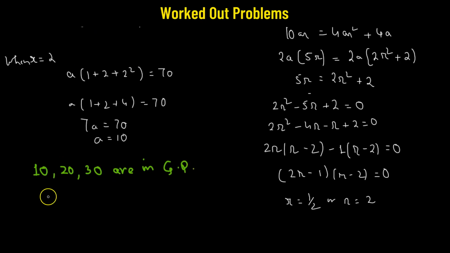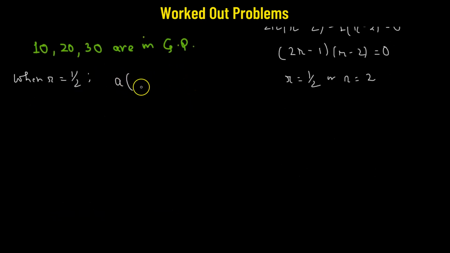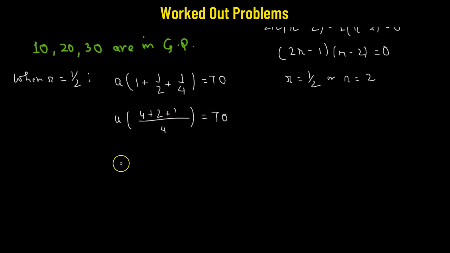Then we go to the next case, when R is equal to half. So we have the equation A multiplied by 1 plus R plus R squared equals 70. So we have A times 1 plus half plus R squared, which is 1 over 4, equals 70. So we have A multiplied by, with common denominator 4, 4 plus 2 plus 1 over 4, equals 70, which gives us A multiplied by 7 divided by 4 equals 70, or A will be equal to 70 times 4 divided by 7.